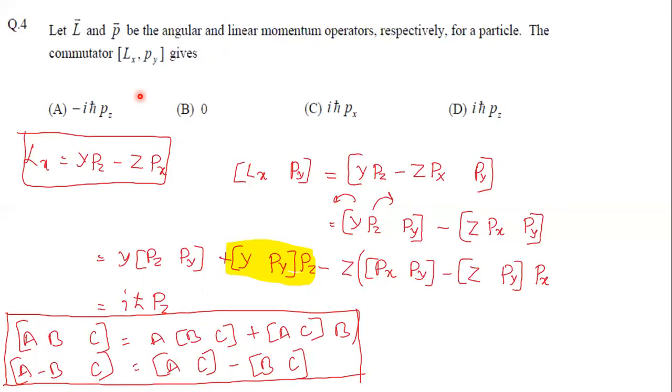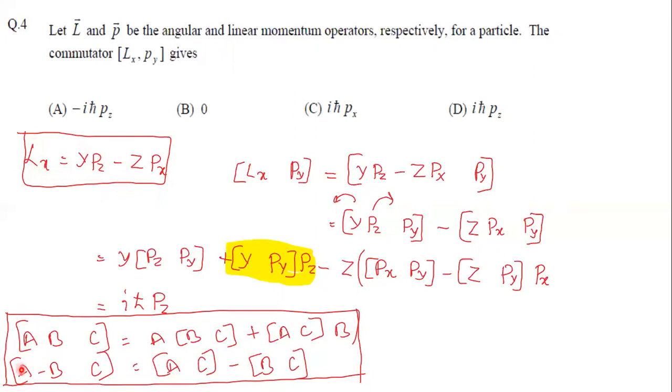For this, we must first know how to write the angular momentum operator in terms of its linear components. The angular momentum along x is equal to y pz minus z px. Here y and z are the linear coordinates, pz is the linear momentum along the z axis, and px is the linear momentum along the x axis. So the angular momentum is written in terms of the linear components.